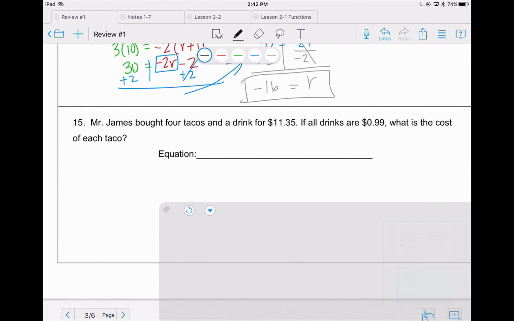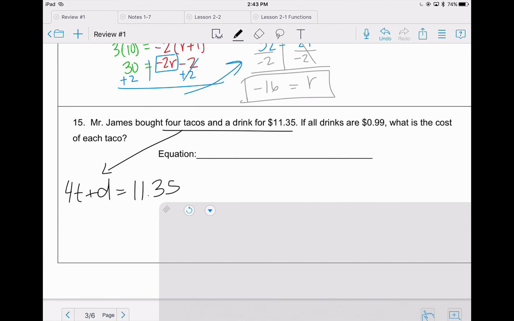Mr. James bought 4 tacos and a drink for $11.35. So just to write this out for us, 4 tacos plus drink equals $11.35. They continue on to tell us that the drinks are 99 cents. So instead of D, I'm going to put 99 cents. What is the cost of each taco? So to rewrite this, 4 tacos plus 99 cents, which comes from the second sentence, equals $11.35.